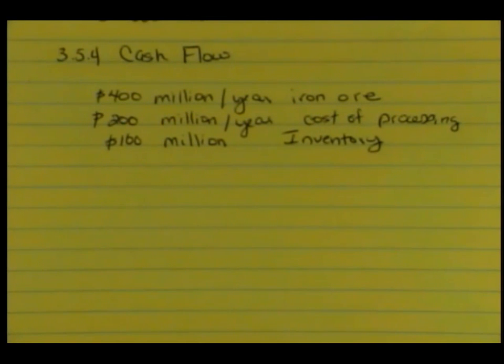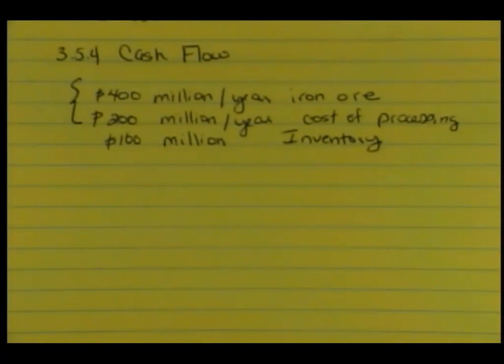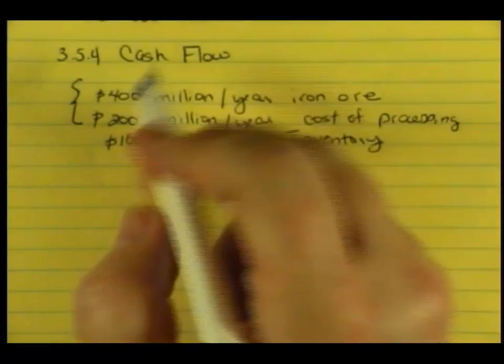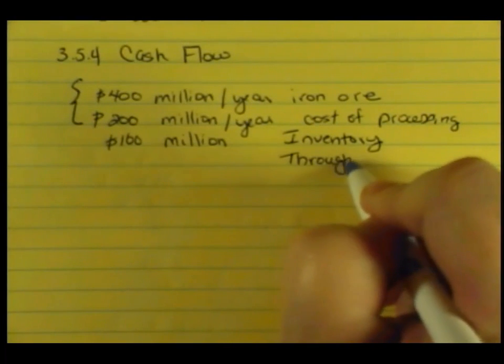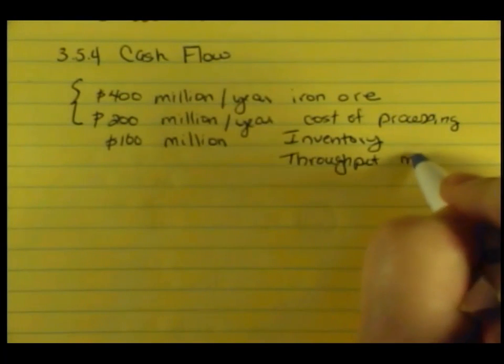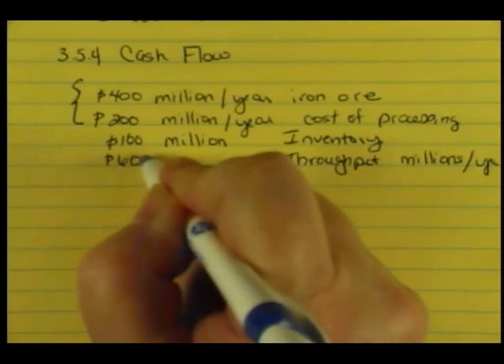So what I have left then, sometimes you can use this process of elimination, is that I'm trying to come up with throughput in terms of dollars per time. We're given 2 pieces of information, one about the iron ore and one about the processing, so we're going to combine those to get our throughput. What's our throughput for this process going to be? The units per time, so throughput is going to be millions per year. 600 million per year.